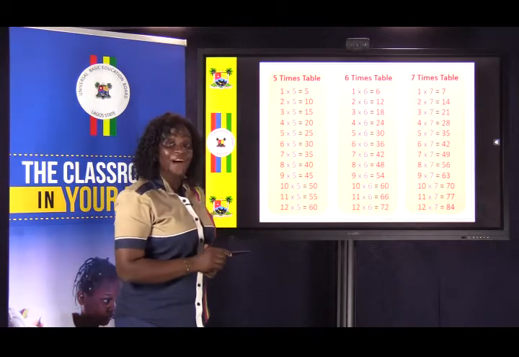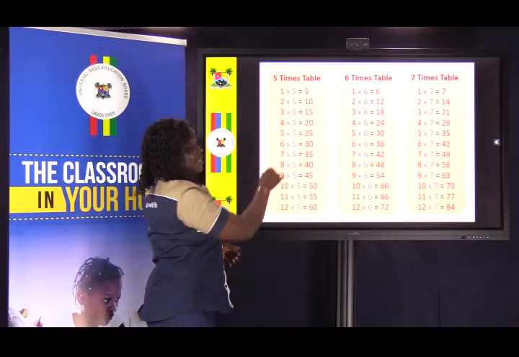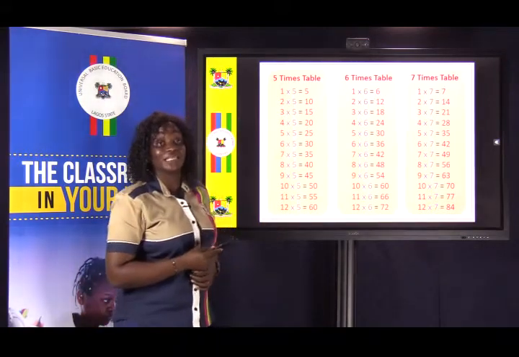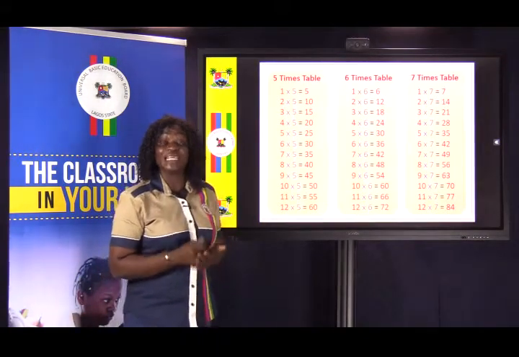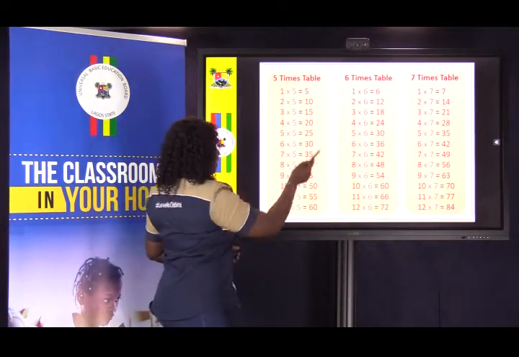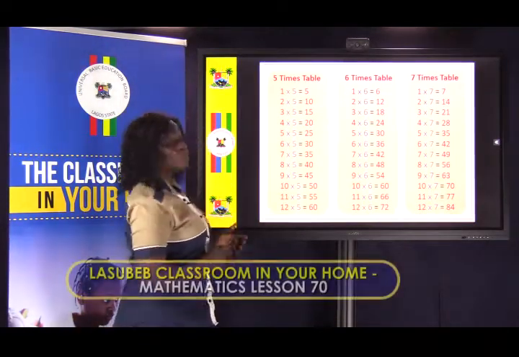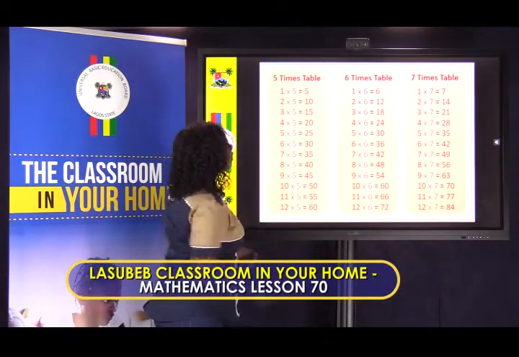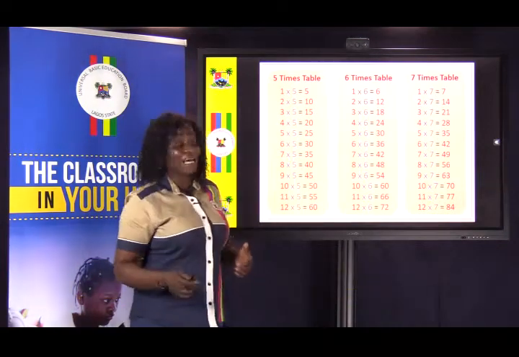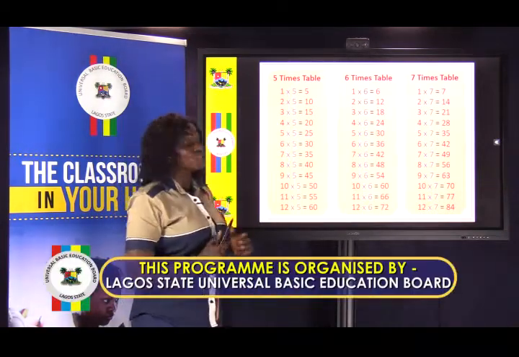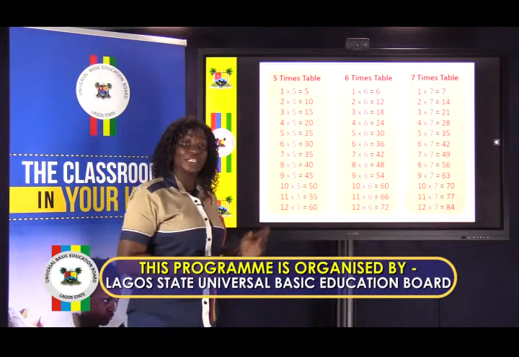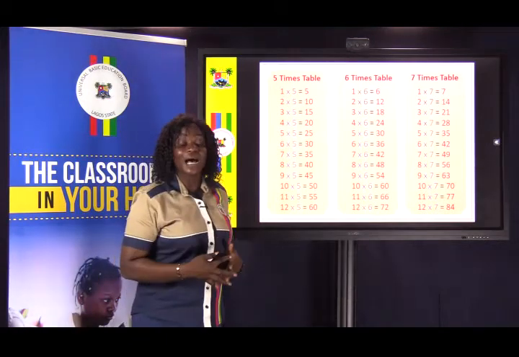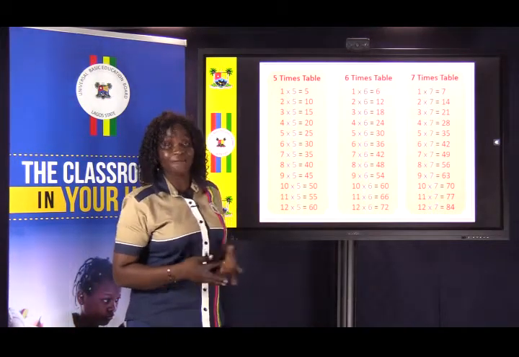We were using 5 to multiply. Every other number was being multiplied by 5. And the answer you get, remember I told you that the result of multiplication is called product. So all the products you get while multiplying 5 by another number are the multiples of 5. Same with 6 and same with 7. The product you get while multiplying another number by 6, by 7, or by 5 are the multiples of 6, 7, and 5.